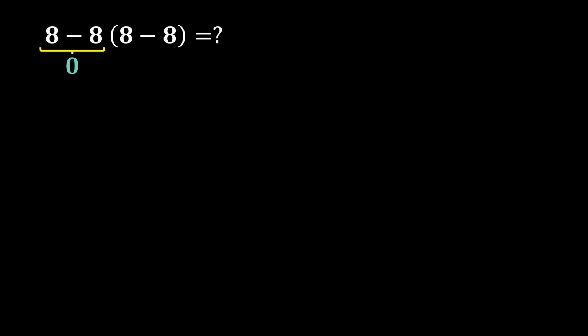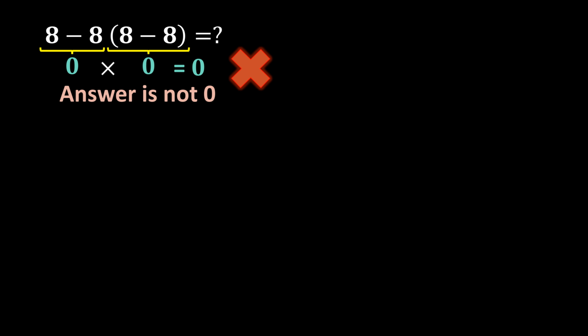8 minus 8 equals 0, and again 8 minus 8 equals 0, and 0 times 0 equals 0. But this answer is wrong because we did not follow the PEMDAS rule.